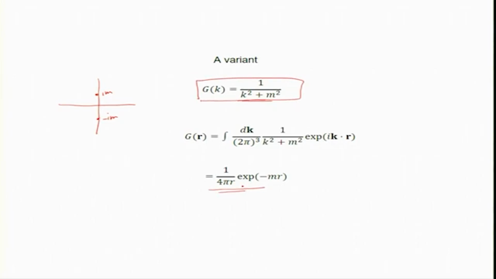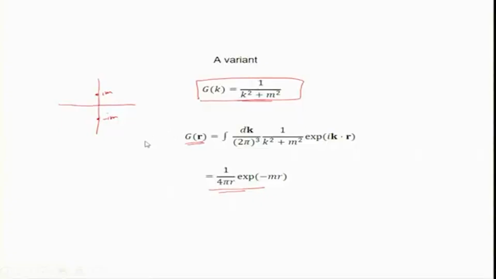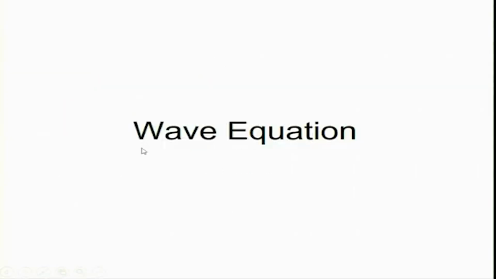Now, one more point I would like to mention, that this g of r is not dependent on the direction of r, right. It is a scalar function, it does not depend on which direction r is, this way or that way, it is the same formula. So, it is basically a scalar g of r, okay. So, we should also notice that. Now, let us go to a slightly more complicated thing, the wave equation.